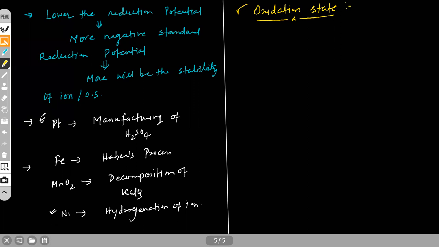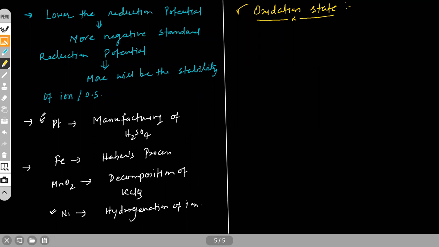And why are various oxidation states shown? Because it has incomplete d orbitals. And we know ns orbitals also take part in the reaction. So both ns and (n minus 1) d orbitals, the number of electrons present in them, is why it shows variable oxidation state.